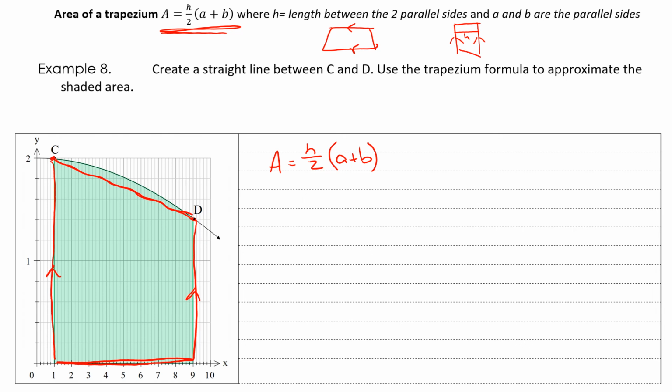So our height is actually, this time, going across. This here is our height. And we can read it straight off the bottom. It goes from 1 till 9. So that is 8 across. 8 over 2, A plus B. So A and B are our parallel lines. Now A, we can see, is 2. It goes from 0 to 2. So from 0 to 2 is 2.